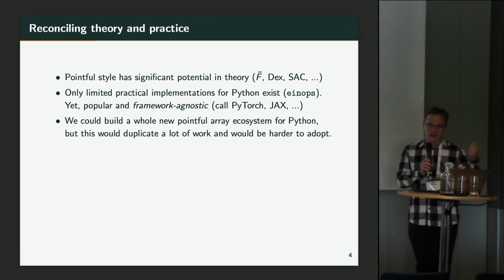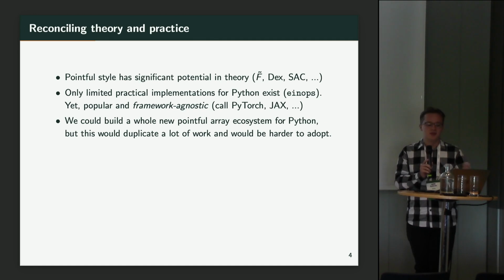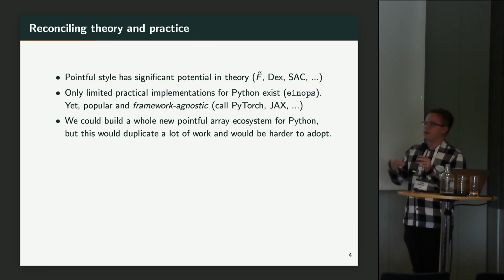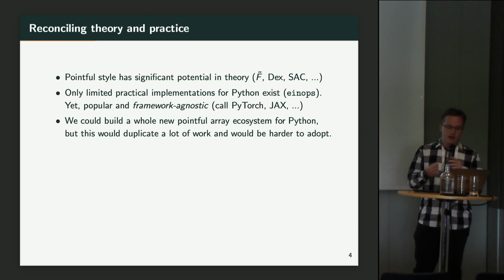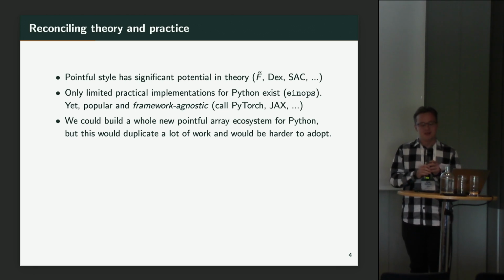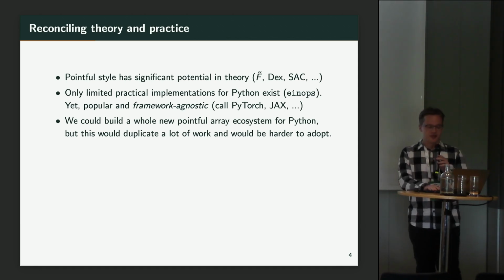But actual practitioners can only use einops, which is just a string mini language. You can only do so much. But what's really good about it is that it's framework agnostic, so people across the ecosystem can use it. You can use PyTorch, you can use Jax and so on. It would be really nice to have a pointful array programming ecosystem for Python, but I don't want to be the one to write it. Maybe one of you will, but it would probably be difficult to get anyone to adopt it.